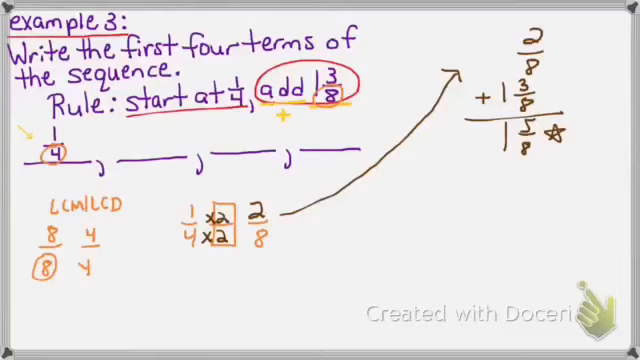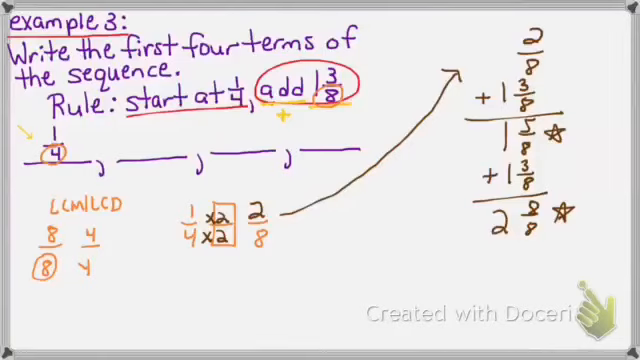I need to find the second blank. So again, I'll apply the rule. I'll add 1 3/8. Denominators are the same. They stay the same. 5 plus 3 equals 8. 1 plus 1 equals 2. At this point, I'll just put a star because that's the second unknown or the second blank.